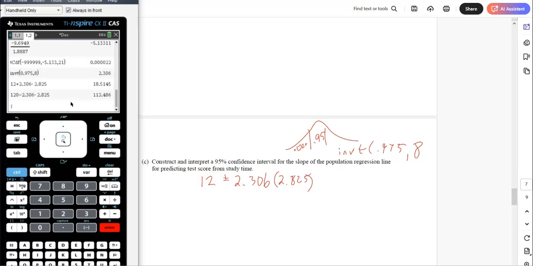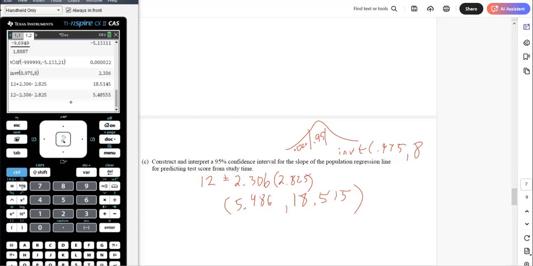So it goes everywhere from, wait, something's wrong. Let's get rid of that one. So I added a 0 somehow. I don't know how I did that. I knew there's something wrong though, at least I caught it. So the lower bound is 5.486, comma, the upper bound is 18.515.